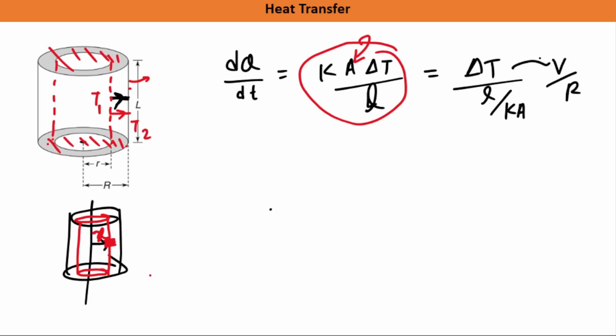So delta T behaves as potential difference, and L by A K as R, because R is written as rho L by A. L is the length along which current flows, A is the cross-section area into which current is entering or out of which it is coming out, and rho is resistivity. So 1 by K, 1 by conductivity, right?